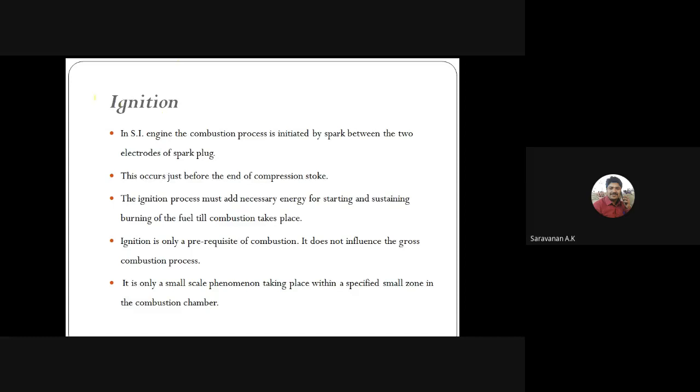So the ignition will always take place just before the end of the compression stroke. Then what is the ignition? In the SI engines, we are using the spark plug for the ignition purpose, so the combustion will be ignited. The combustion process is ignited by the spark between the two electrodes in the spark plug. That process is called the ignition process.